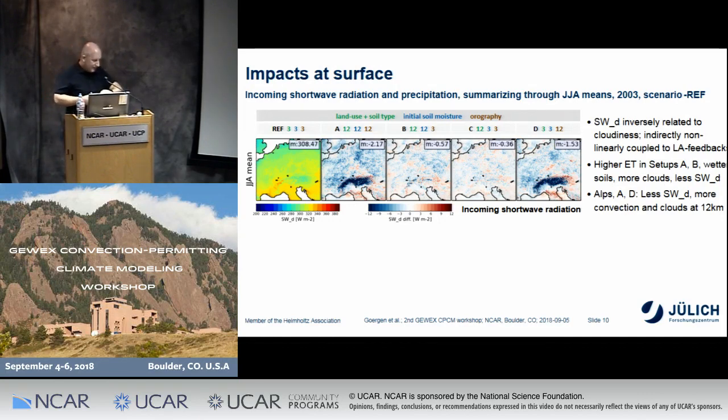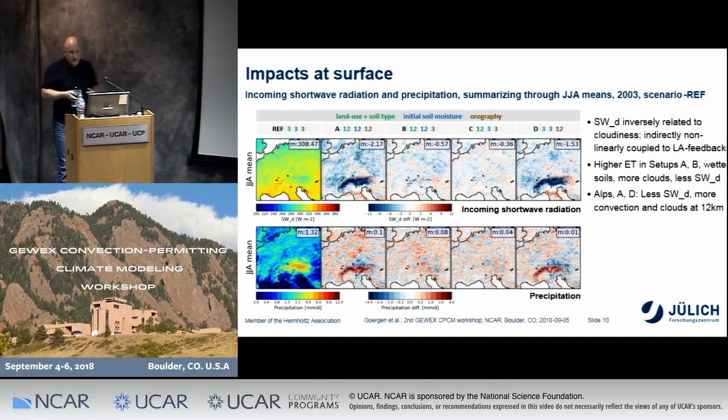Looking now at incoming shortwave radiation and precipitation. So shortwave radiation is inversely related somehow to cloudiness, certainly, and indirectly and nonlinearly coupled to land atmosphere feedbacks. Again, here we see in the setups A and B, that we have higher evapotranspiration, we have wetter soils, we have more clouds, and we have eventually less shortwave downwelling radiation in these two runs. Over the Alps, we have less shortwave radiation, more convection and clouds at 12 kilometers. You see that here. This is the 12 kilometer setup, and also here with the 12 kilometer orography.